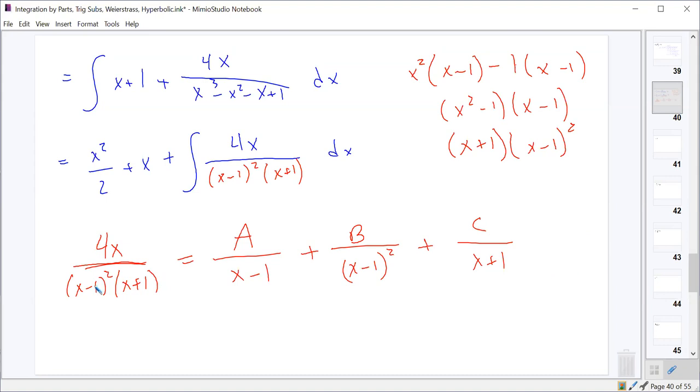If I had something over x minus 1 to the 7th, I'd have a over x minus 1, b over x minus 1 squared, c over x minus 1 cubed, d over x minus 1 to the 4th, e over x minus 1 to the 5th, all the way up to g over x minus 1 to the 7th. And then I move on to the next one. So slightly different when we've got a repeated linear factor. Good or no?